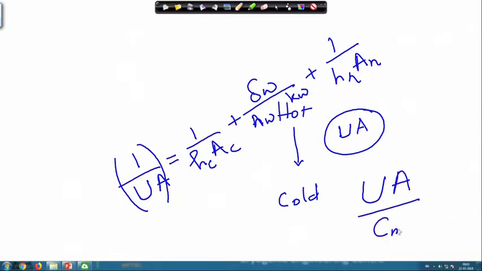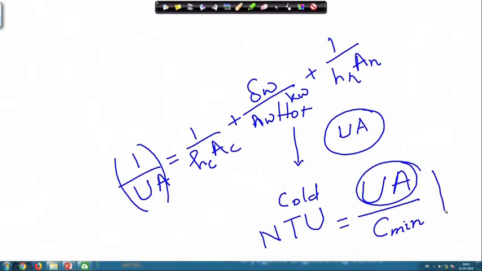So, now we find that the ratio between the overall conductance and the minimum capacity is becoming important. It is basically relating the amount of heat that could be transferred from the hot to the cold fluid. So, we define it as UA by C min.